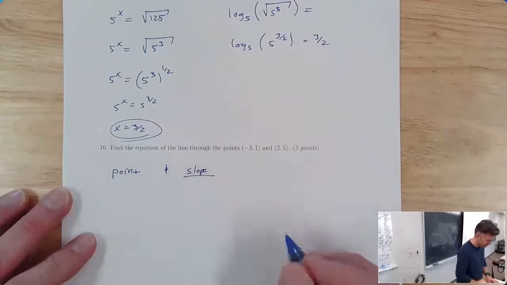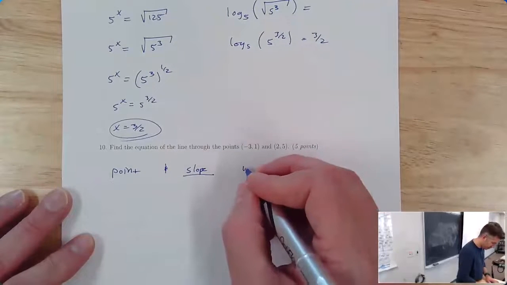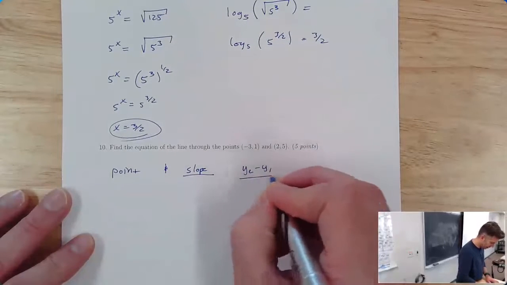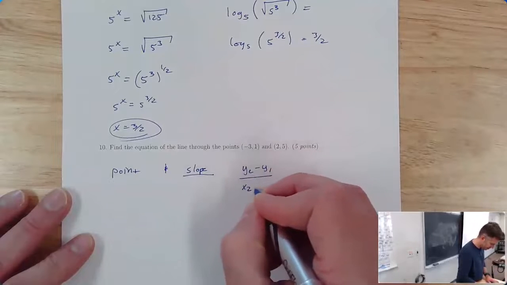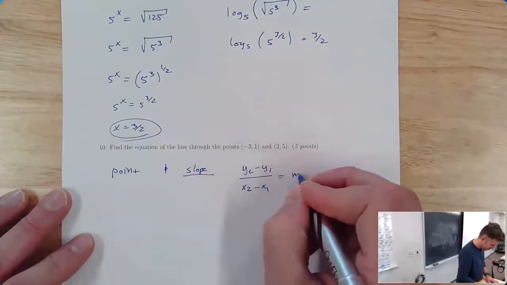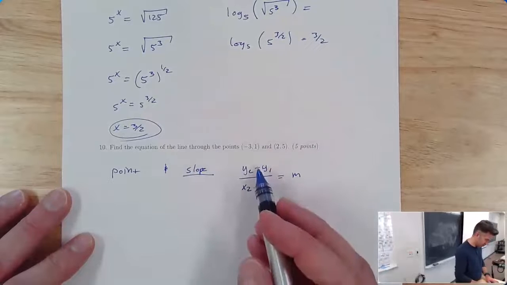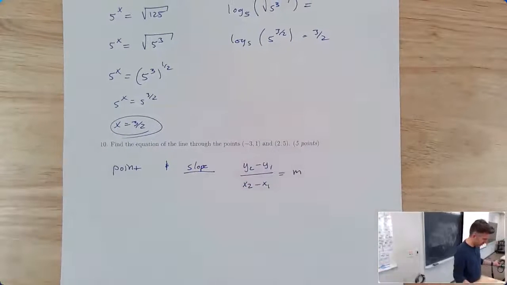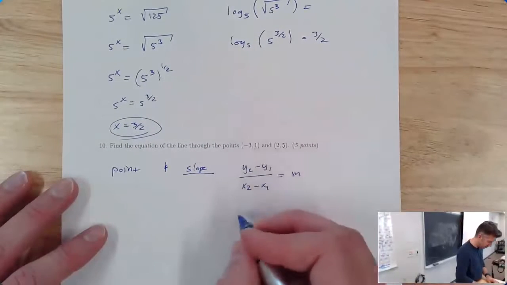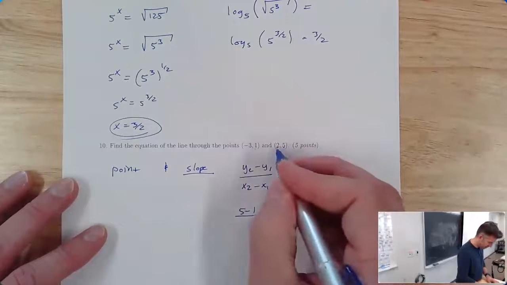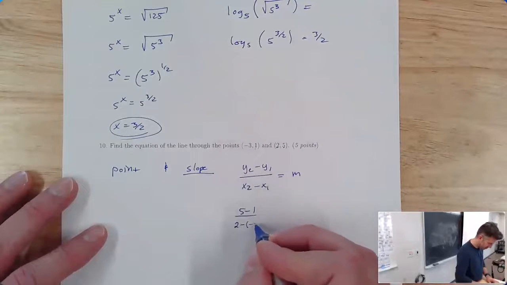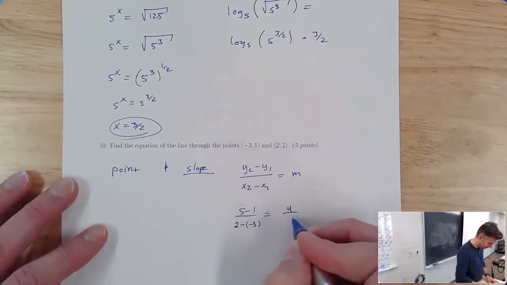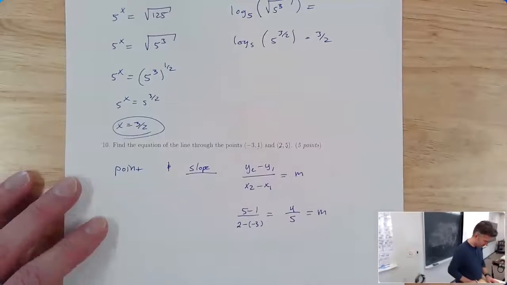The slope, we're going to use the slope formula. That's going to be the difference in the y's divided by the difference in the x's. So in this case, I'm going to get the difference in the y's, and you can subtract either way. I'm going to do 5 minus 1 divided by 2 minus -3. I'm going to get 4 divided by 5, and that's my slope.